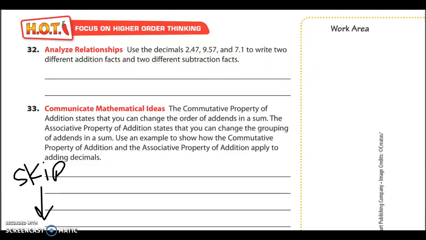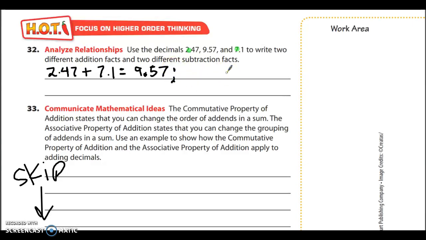That's all we have to do, take these numbers and write things that are true about them. So one thing that would be true is I notice that if I added up 2 and 7, I would get 9. So I'm going to change the order here. I'm going to write 2.47 plus 7.1 is equal to 9.57. That's true. You can tell that's true because 2 plus 7 is 9. If you add up your 1 plus your 4, that makes 0.5, so it's 0.57. So that's one fact.